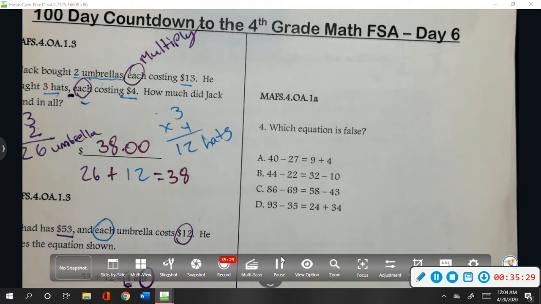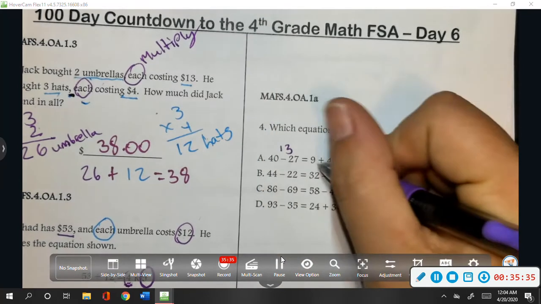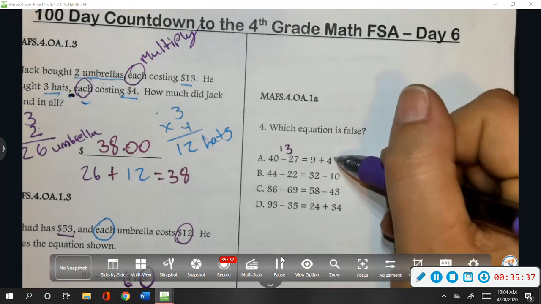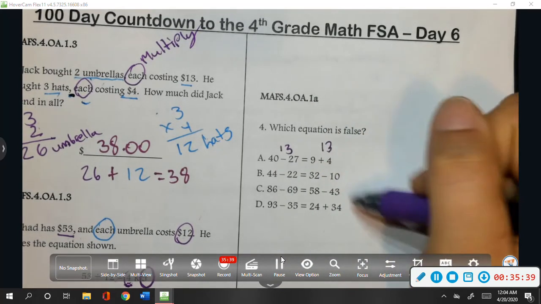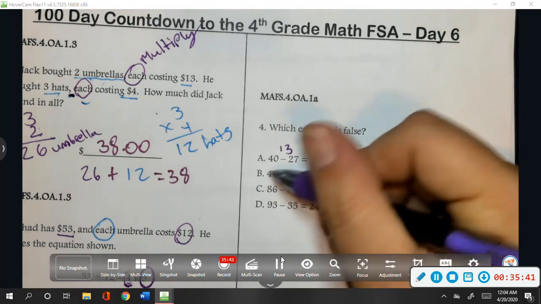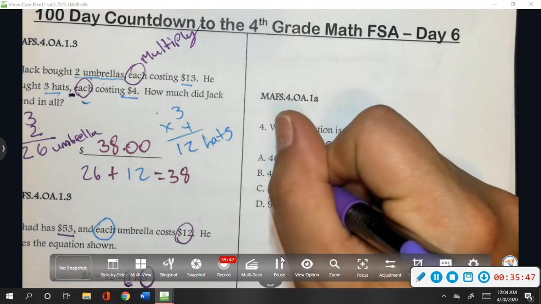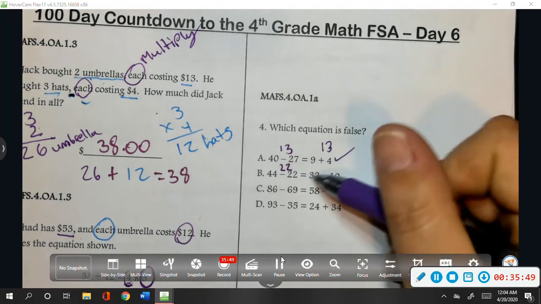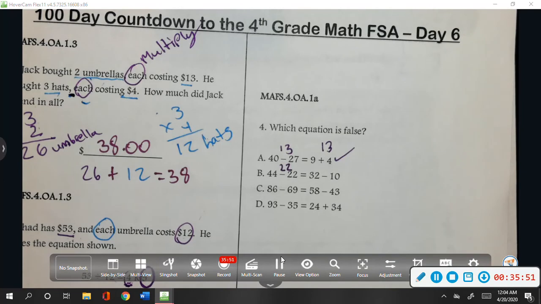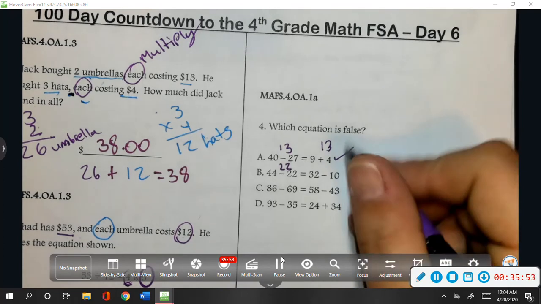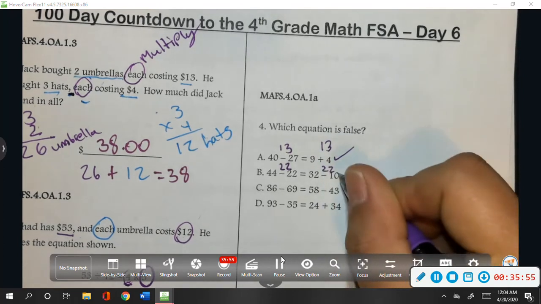So, we have 40 minus 27, which is 13. And then 9 plus 4, 9, 10, 11, 12, 13. So that's true. 44 minus 22 is 22. Having to use some of that mental math. 32 minus 10 is going to be 22. So this one checks out.